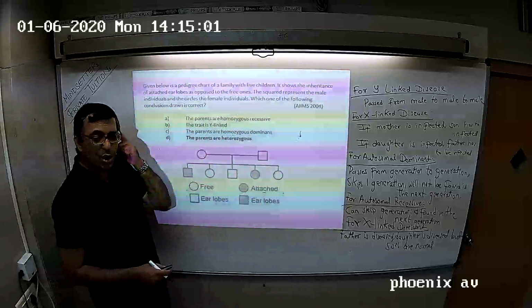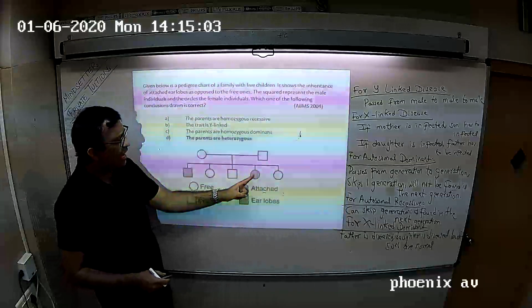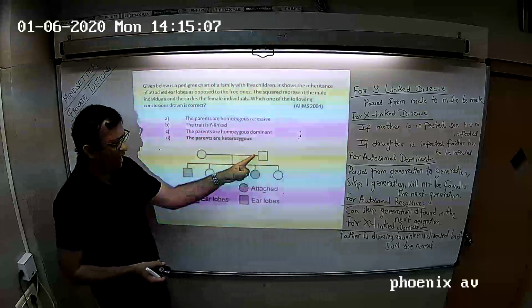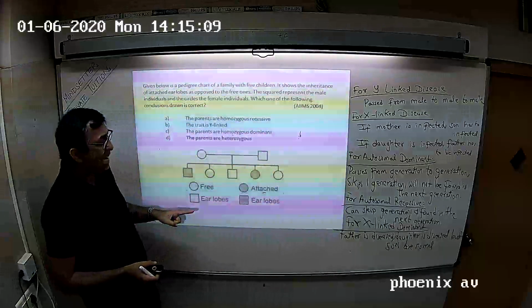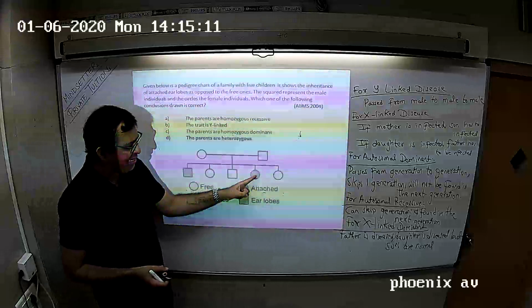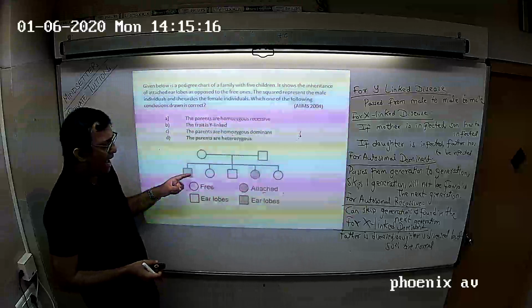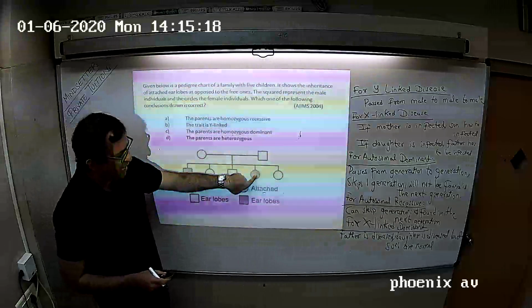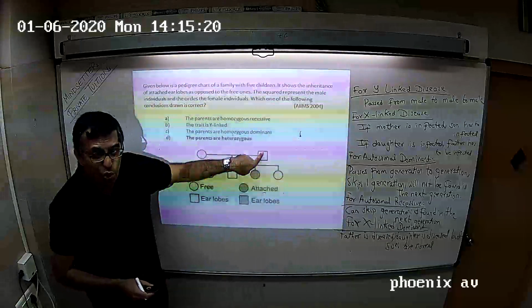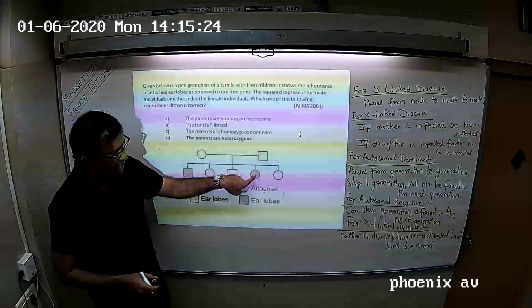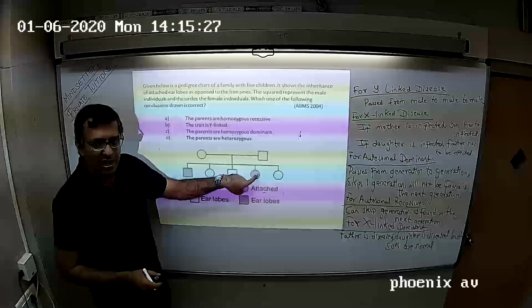Then this is showing inheritance of attached earlobes and free earlobes. Sir, can this be Y-linked? Y-linked is not possible. Can this be X-linked? X-linked is possible. Sir, in X-linked, if the daughter is diseased, the father has to be diseased. So this is not X-linked recessive.